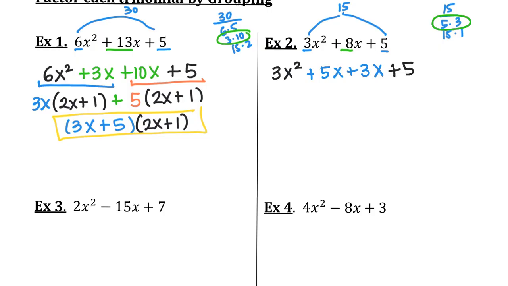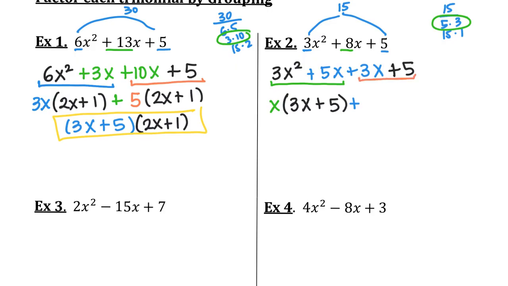So if I go ahead and look at the first two terms, I'm going to take out a common factor. Let's see, 3x to the second and 5x, I can take out an x. If I take out an x, then this must be x times 3x is 3x to the second, x times 5 is 5x. Okay, I'm going to bring down this plus sign because it helps me keep track of my numbers. Okay, now I'm going to look at the second pair and see what I can take out.